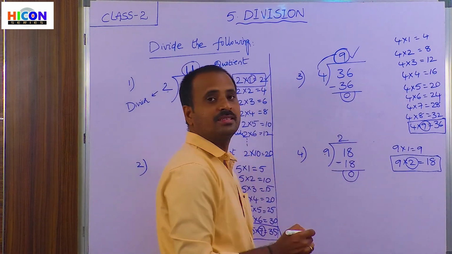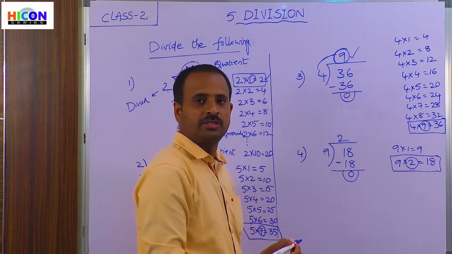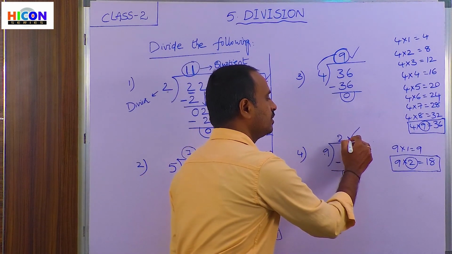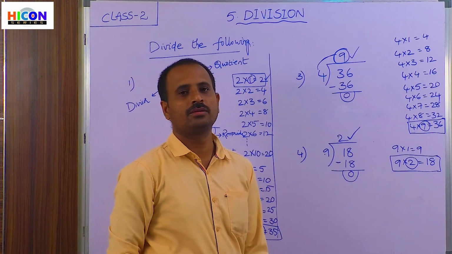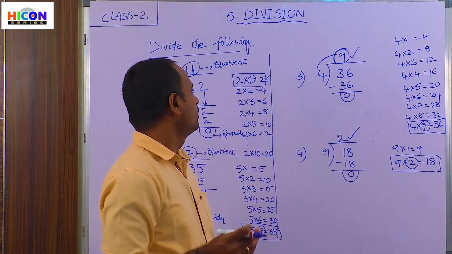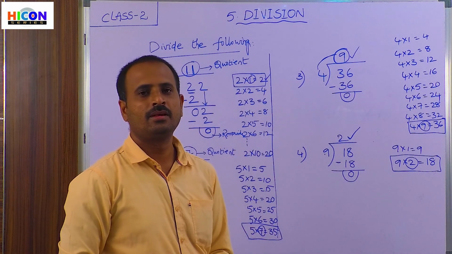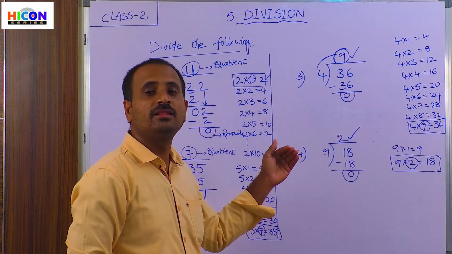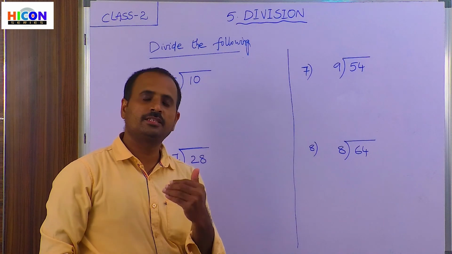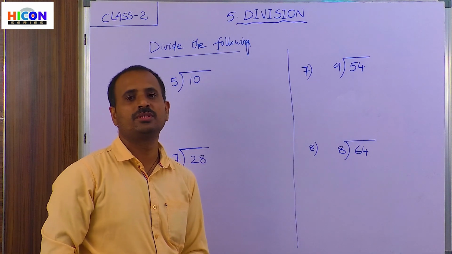So children, what is the answer here? The answer is the quotient. What is the quotient? 2. So the answer is 2. So children, in this way we can practice the divisions by using the long division method. Let us see some more problems on this division, so let us practice some more problems on long division.